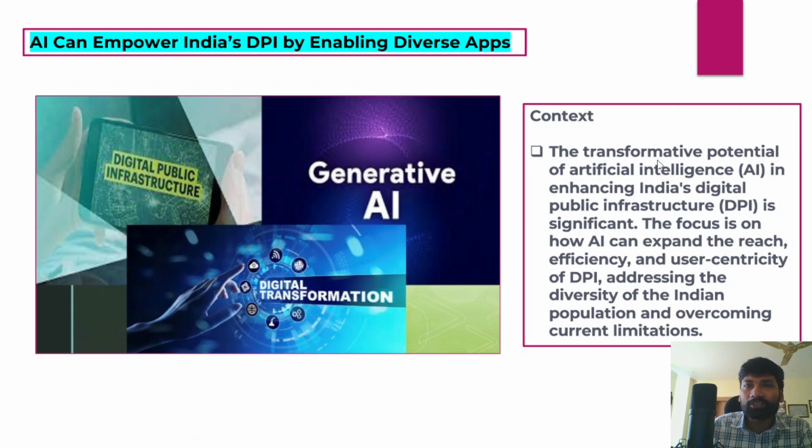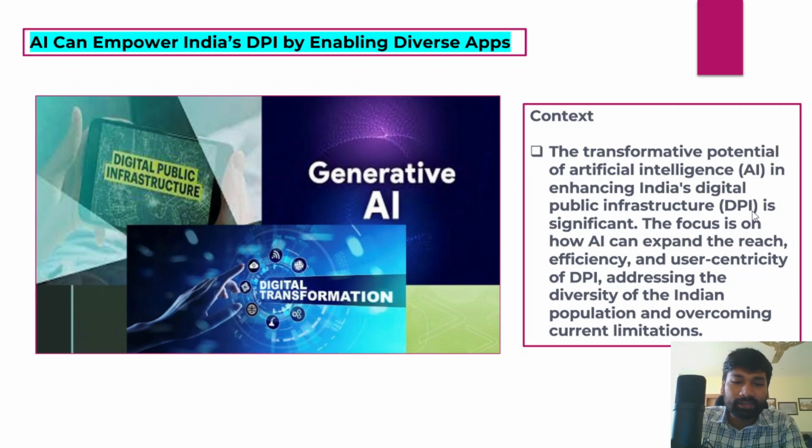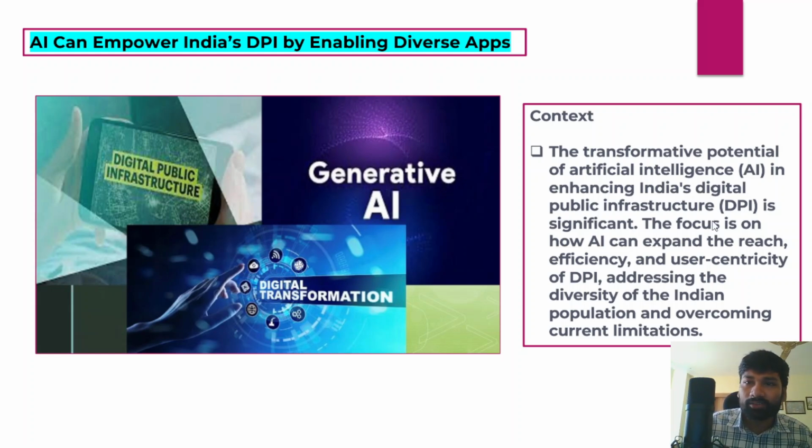The context is that emerging technologies like artificial intelligence have transformative potential and play a very important role in further enhancing India's digital public infrastructure. India's digital public infrastructure is very important and key for a country like ours. If we rightly recognize the transformative potential of artificial intelligence, it plays a very important role in further strengthening India's digital public infrastructure. Remember, digital public infrastructure was previously asked in both the prelims and mains examinations, so it is very important. The primary focus of artificial intelligence here is how we can expand its reach, its efficiency and its user connectivity with respect to the digital public infrastructure.